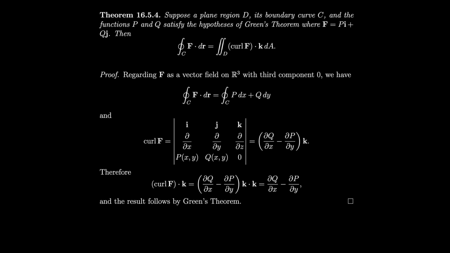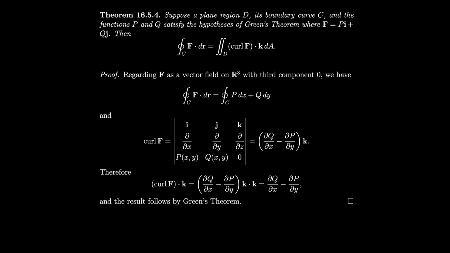Next, suppose a plane region D, its boundary curve C, and the functions P and Q satisfy the hypothesis of Green's theorem. Then we have a vector form of Green's theorem. The line integral of F dot dr, when we take it in the positive orientation, is equal to the double integral of the curl of F dotted with k. So cool, we have another way of writing Green's theorem.